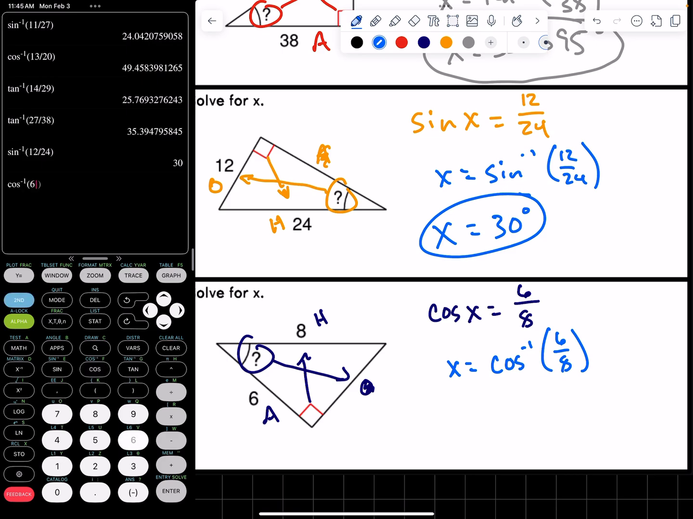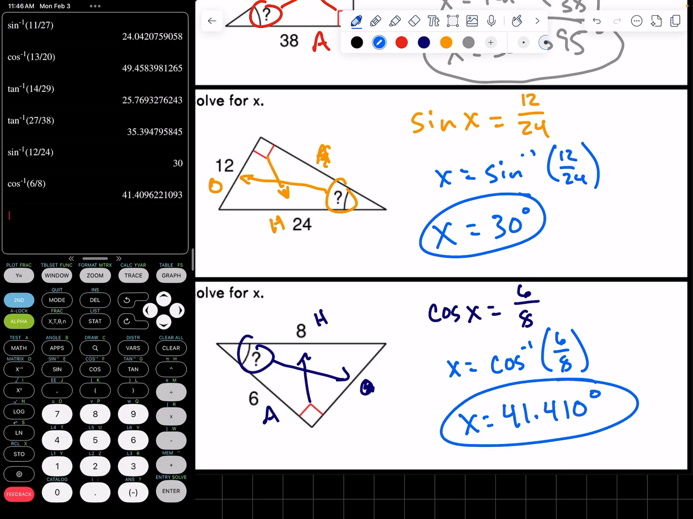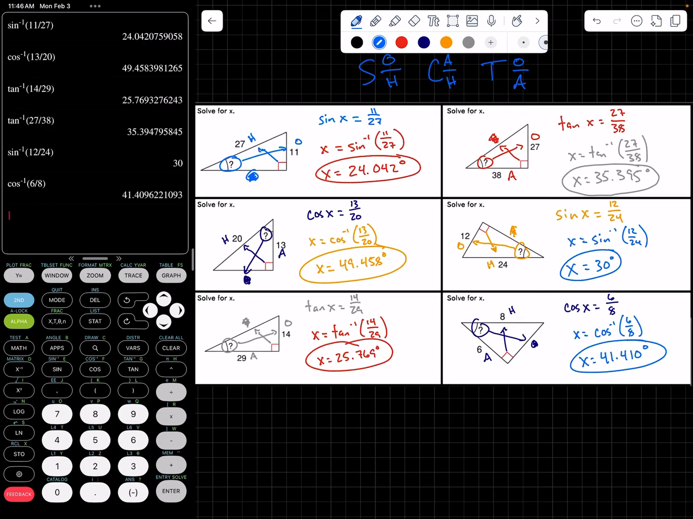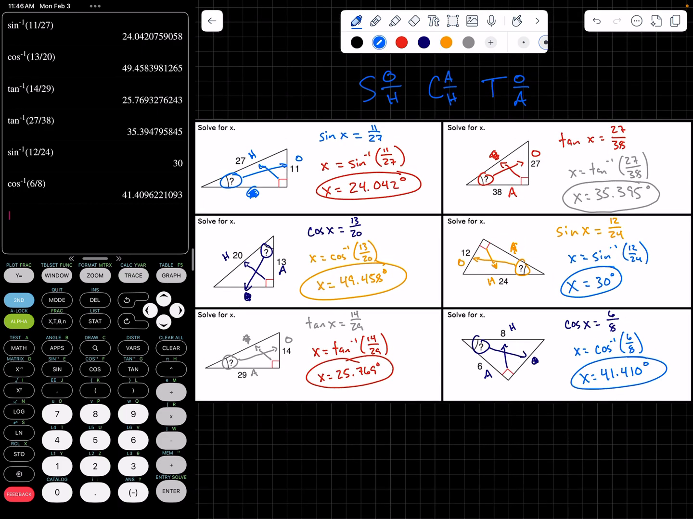Second, cosine 6 divided by 8 equals 41.4096. So that 6 is going to round that 9 up to a 10. So we end up with 41.410 as our final answer. And we've just solved for a bunch of angles. Okay, we can do this.